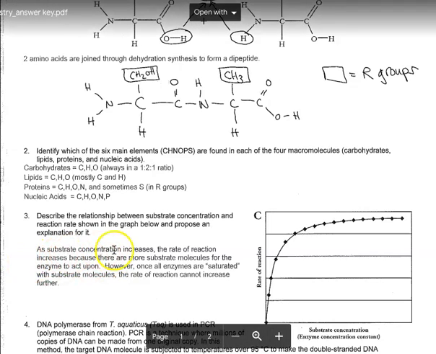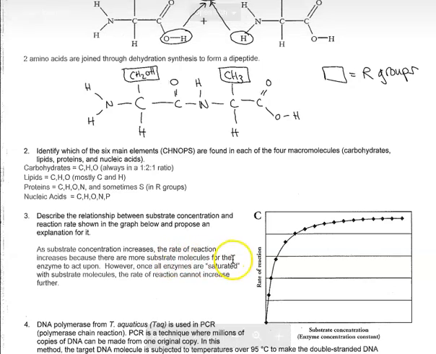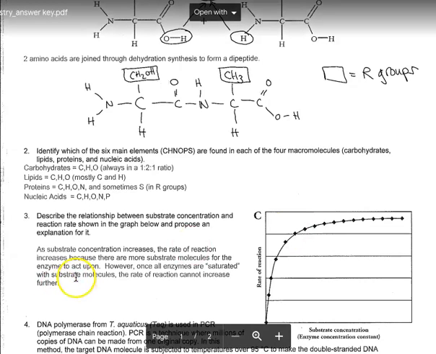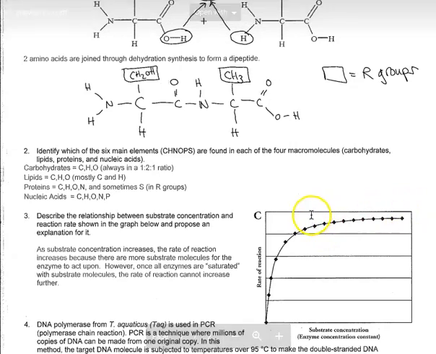As substrate concentration increases, the rate of reaction increases because there are more substrate molecules for the enzyme to act upon. However, once all enzymes are saturated, so at this point, let's say that all enzymes have been saturated with substrate molecules, they're all doing the work, there's no more enzymes to increase the reaction rate, the rate of reaction cannot increase any further. So it plateaus right over here after enzyme saturation.